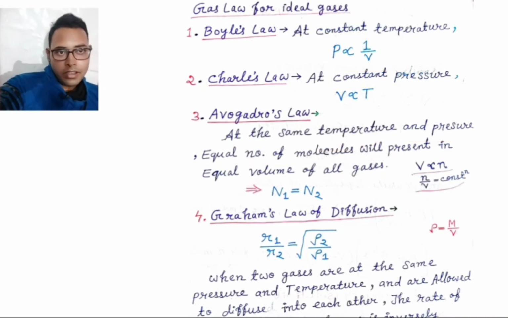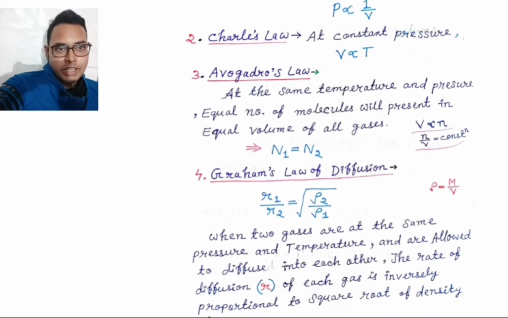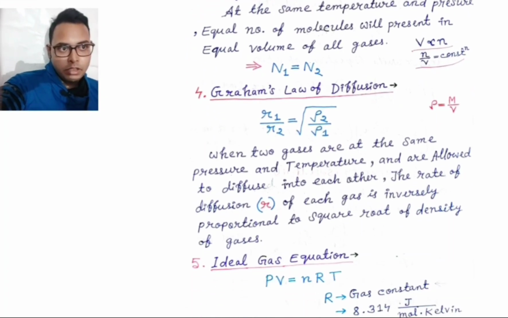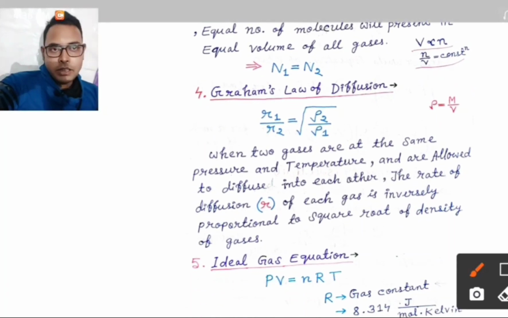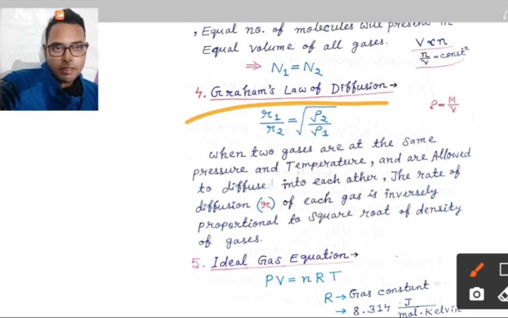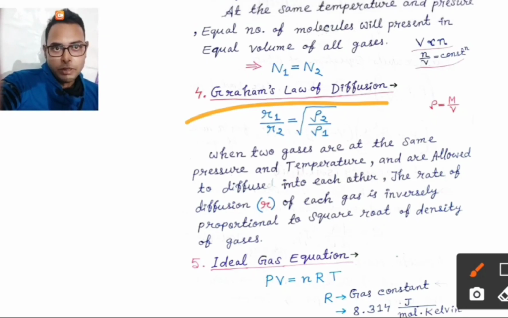And so we can write N1 is equal to N2, right? And fourth is Graham's law of diffusion. This is the law of diffusion. R1 by R2 is equal to root over density of 2 by density of 1 when two gases are at the same pressure and temperature.